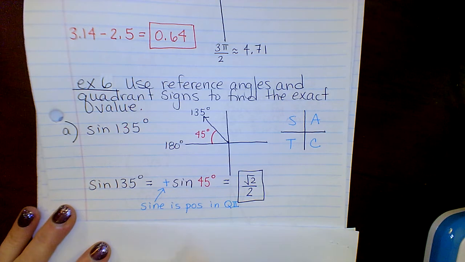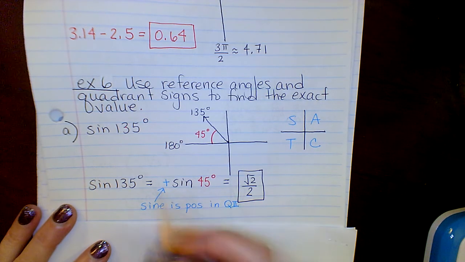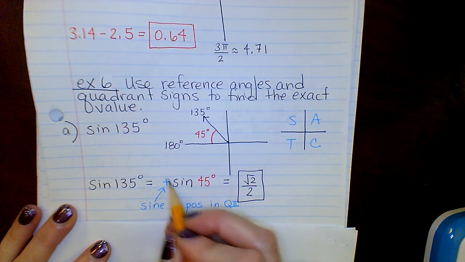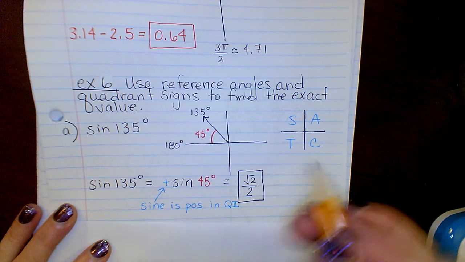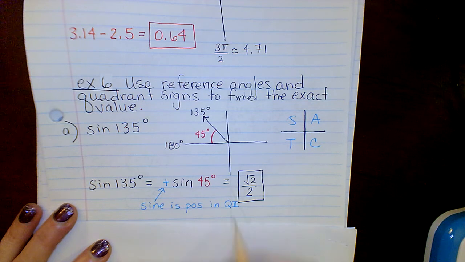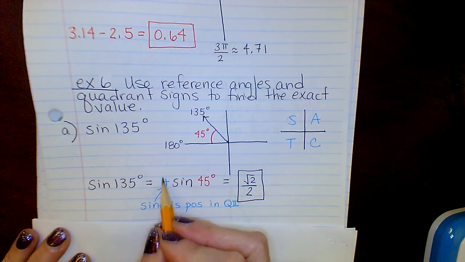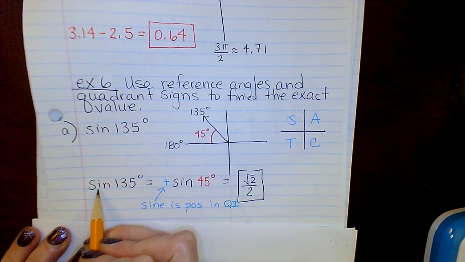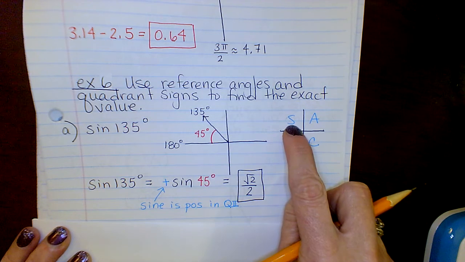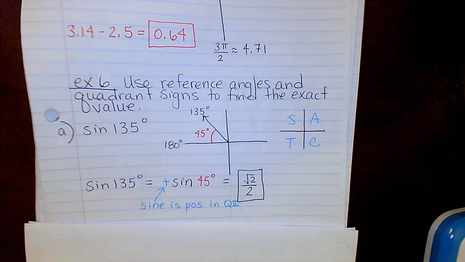So you'll notice that there's two things here. I've got my reference angle, and I've got the sign of the sine function in its quadrant. So this positive comes from the fact that the sine function is positive in quadrant 2. And then sine of 45 degrees is root 2 over 2.